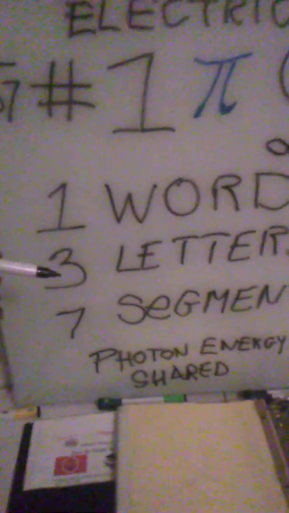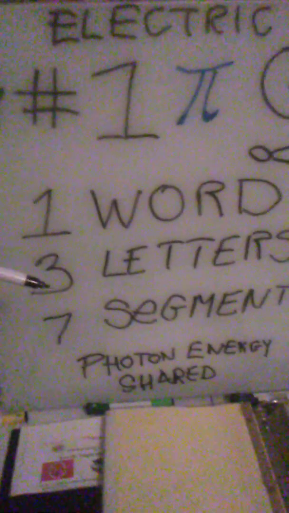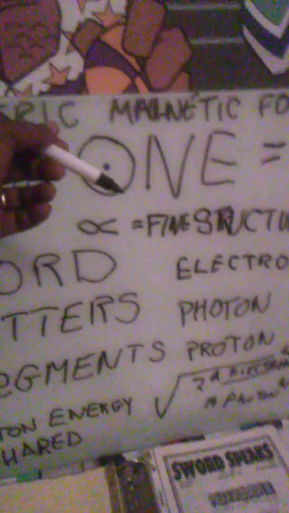So again, we're talking about the number 1. The number 1, right? 1 word, 3 letters with 7 segments. Again, when we write out this 1, 2, 3, right? It's 3 segments in the number 1. 1, 2, that make 5, 6, 7. Right there, 7 segments. The number 1, right? And we're talking about that energy, right? We're talking about that point of reference, right? The fine structure constant, right?